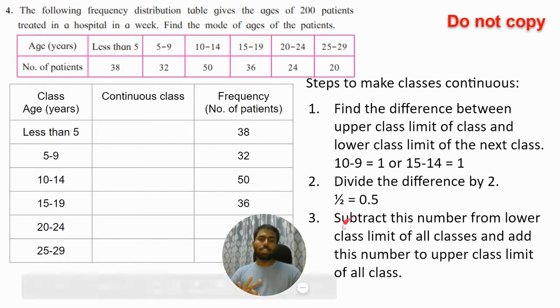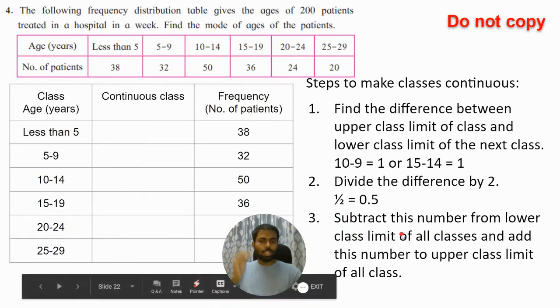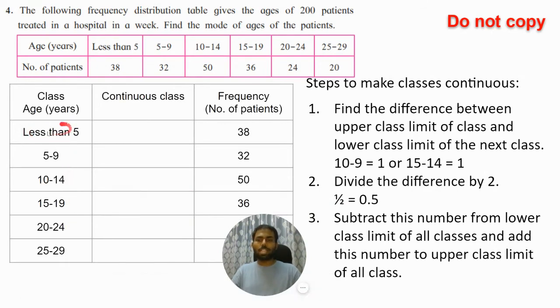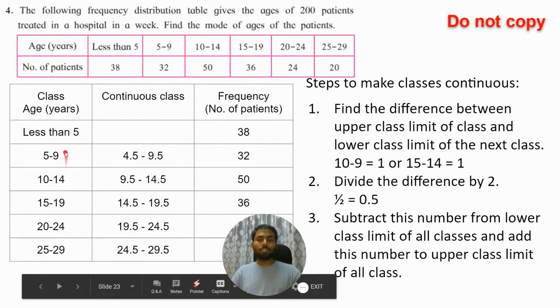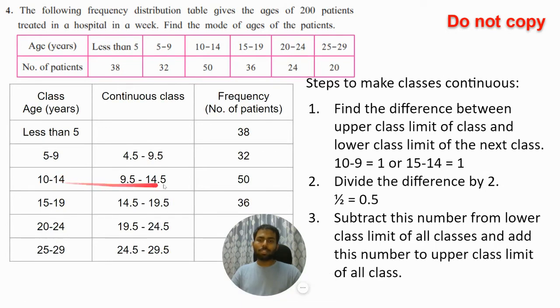Next, third step is subtract this number from lower class limit of all classes and add this number to the upper class limit of all classes. Okay, 0.5 subtract करना है left side के numbers से और 0.5 को add करना है right side के numbers में. Okay, ये less than 5 का क्या करना है हम लोग end में देखेंगे. So what do you get? 5 minus 0.5 will give you 4.5. 10 minus 0.5 will give you 9.5. 15 minus 0.5 will give you 14.5, so on and so forth. Similarly, right side में 0.5 add करना है. So 9 plus 0.5 is 9.5. 14 plus 0.5 is 14.5. 19 plus 0.5 is 19.5.